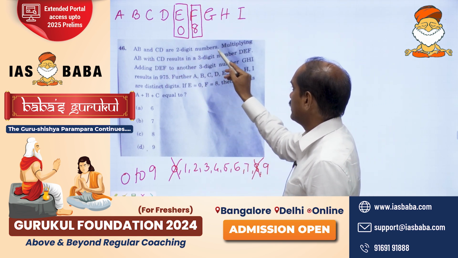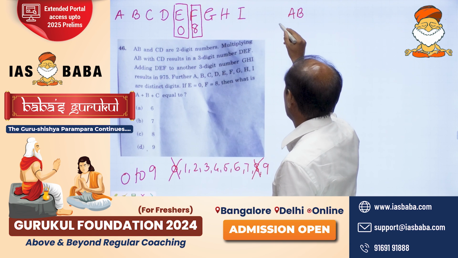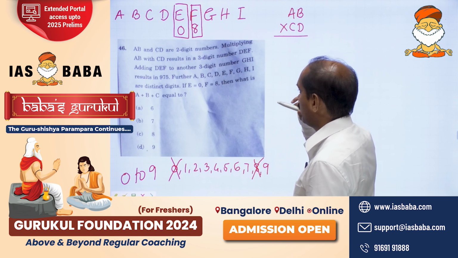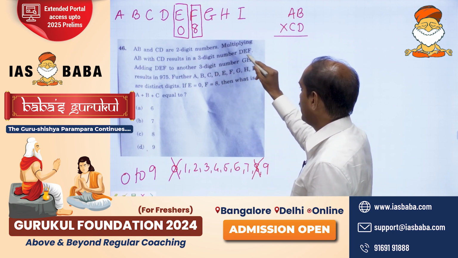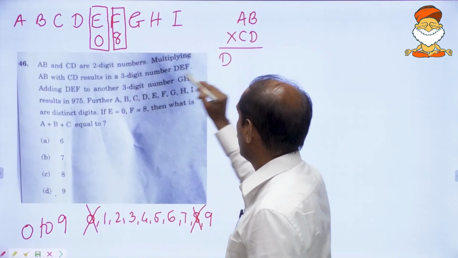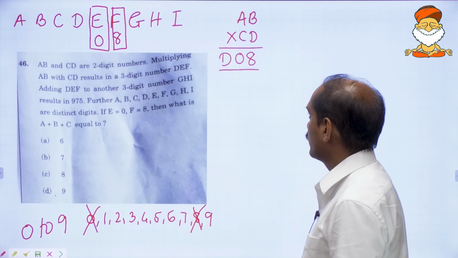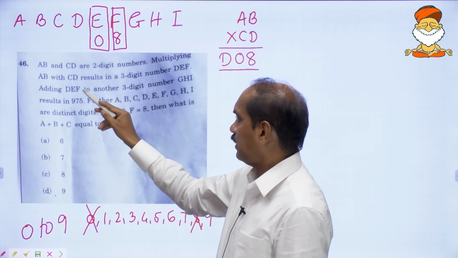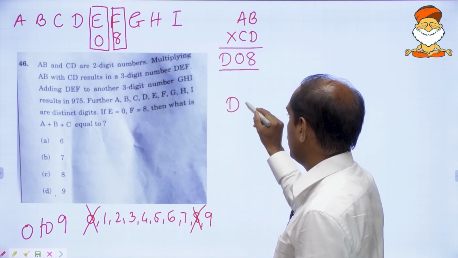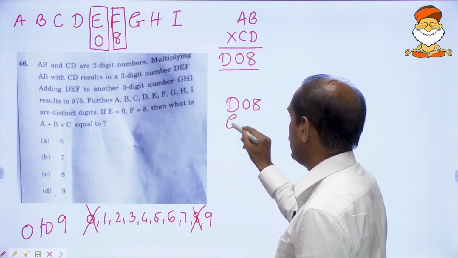AB and CD are 2-digit numbers. Multiplying AB with CD, AB into CD, how much you are getting? Results in a 3-digit number DEF. D we don't know, but E and F we know it is 0 and 8. D, 0, 8. What else is given? DEF is over. Adding DEF to another 3-digit number. This is DEF, which is D08. This is being added to another 3-digit number GHI.